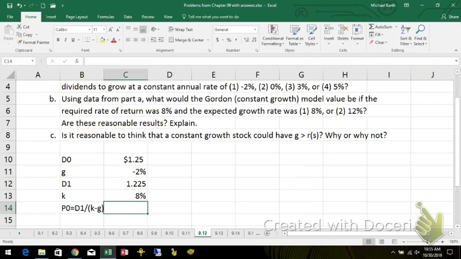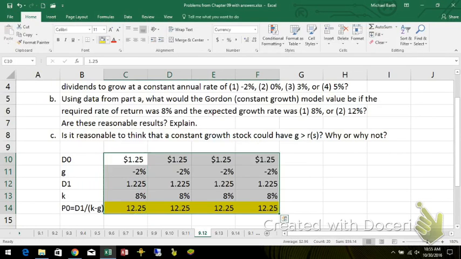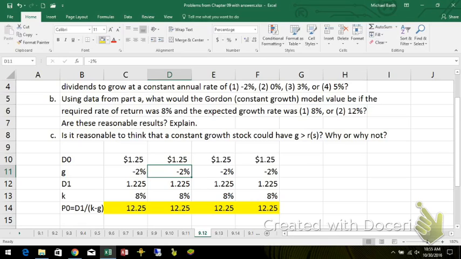All right, so given these assumptions, D1 divided by the required rate of return minus a negative 2%. And that'll give you a price for the stock given that assumed growth rate. So they give us 3 other growth rates to plug in. And that's the only thing that's going to change.